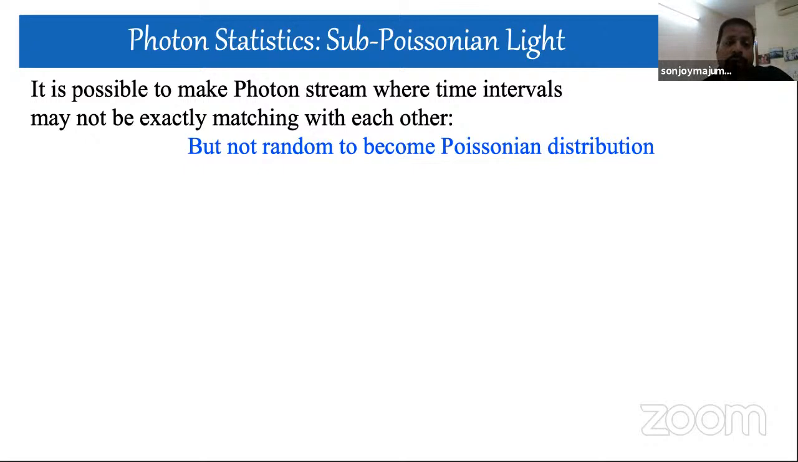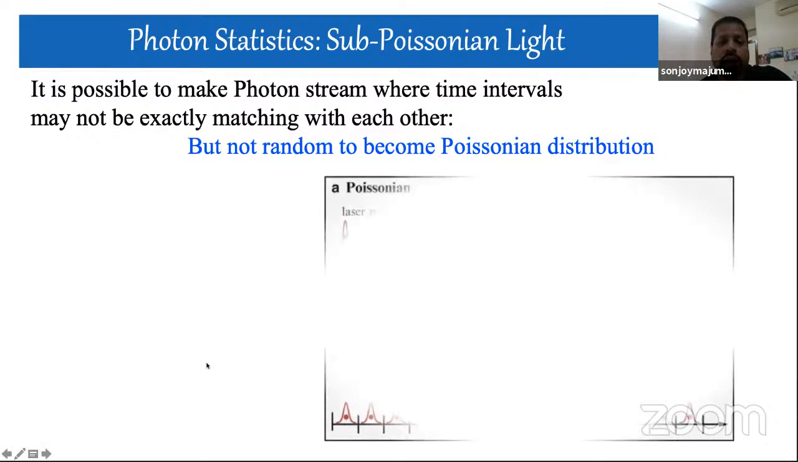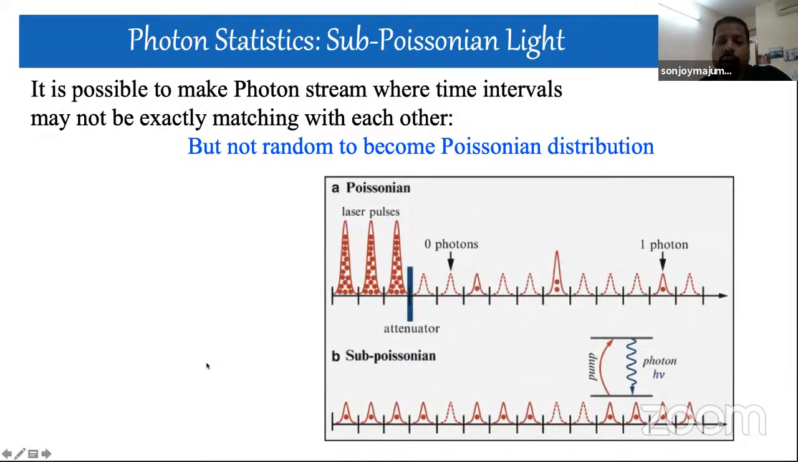Okay, and it is not that bad that it is random. In the case of random, it will be a Poisson distribution. So this figure will tell you what the distribution looks like. In the case of Poissonian, what would happen? You place an attenuator just to count the number of photons, in a small number.